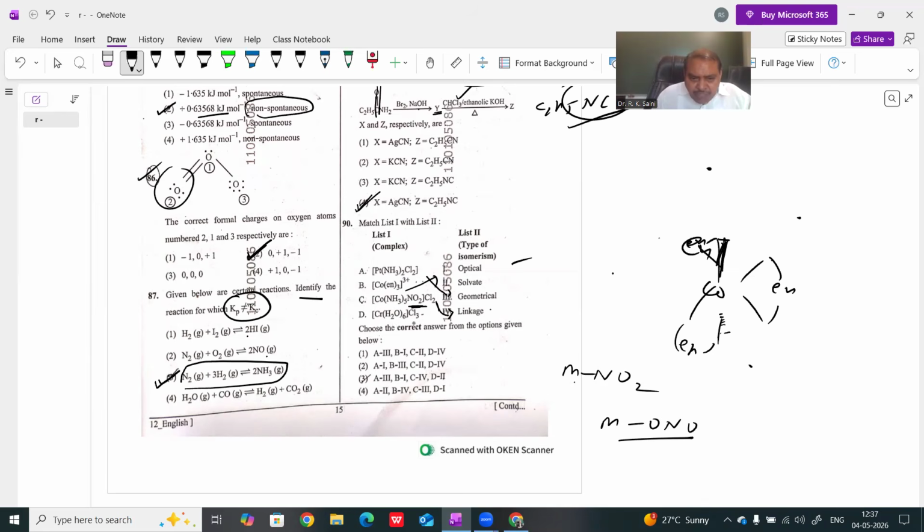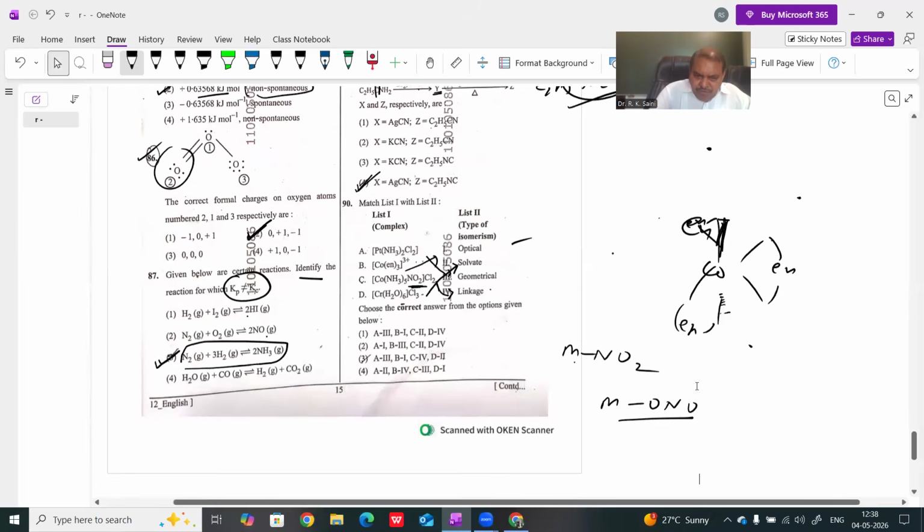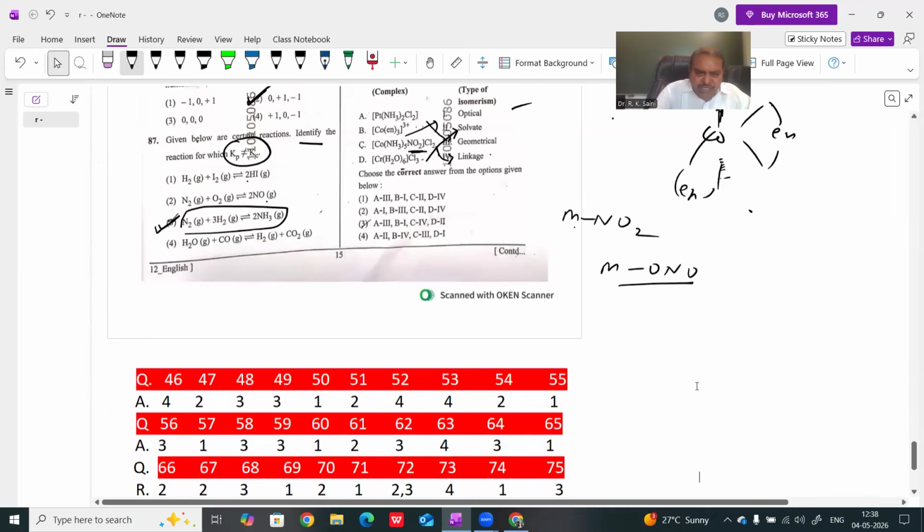Compound 6 shows hydrate or solvate isomerism. Quite simple, very simple. And this is a question from your NEET examination. The answers to the questions are also given.